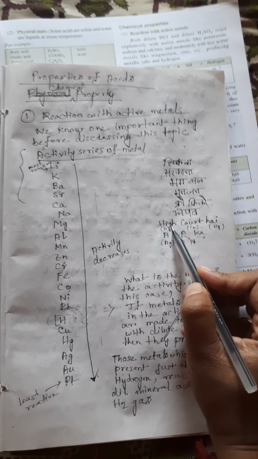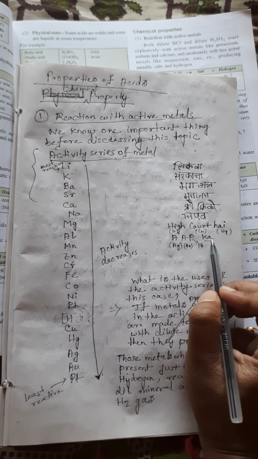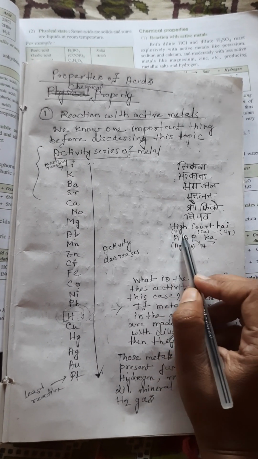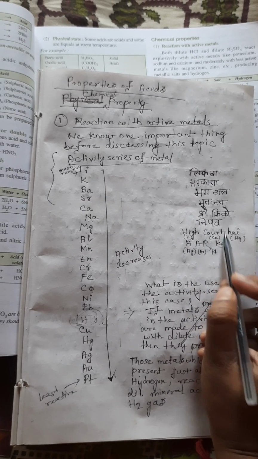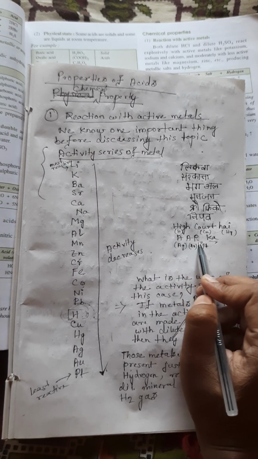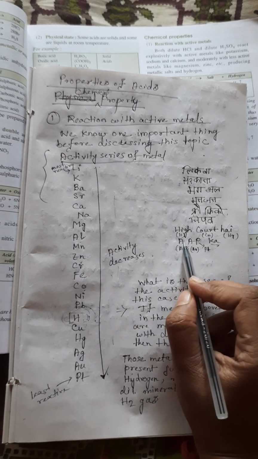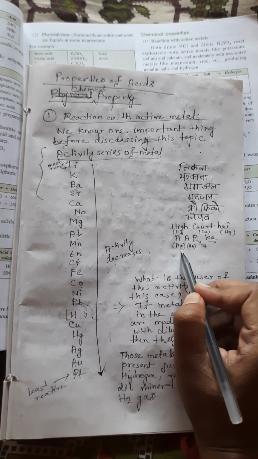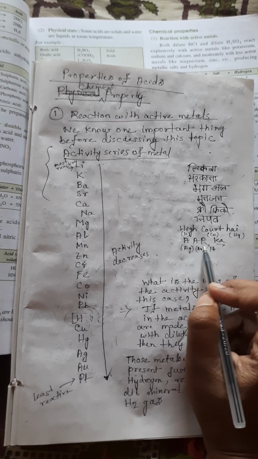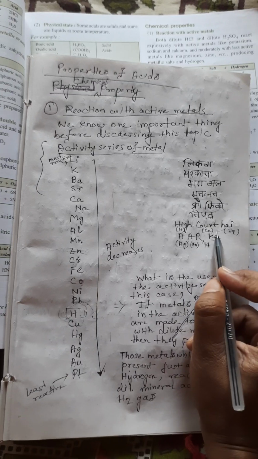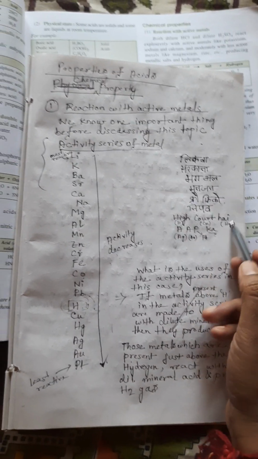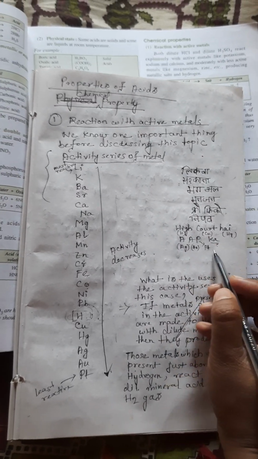After hydrogen there is another trick. High court hai aapka. High means hydrogen, court means copper, hai means Hg. Aapka is AAP. The first A means Ag, the second A means Au, and P means Pt, platinum. Here the Ka is only needed for the trick.